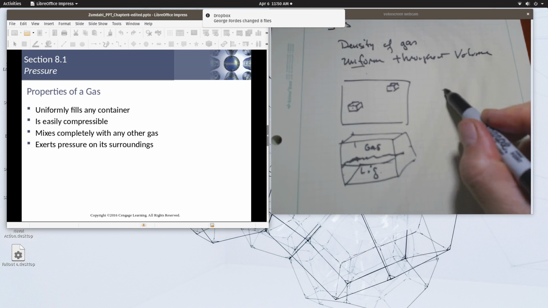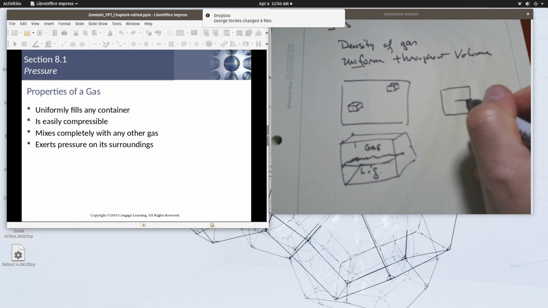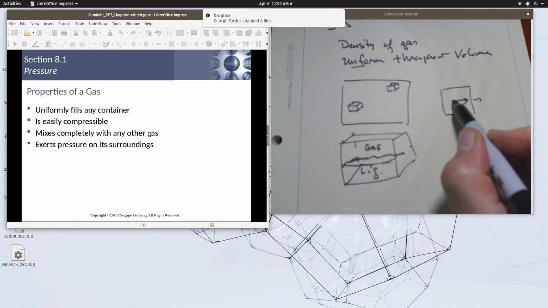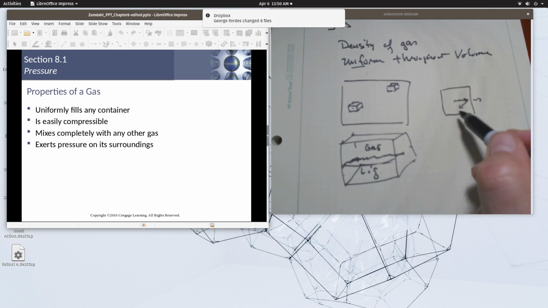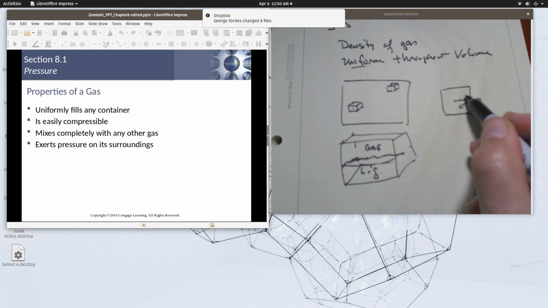So a gas is very low density, and it exerts pressure because as a gas molecule collides with the wall, it rebounds, and it exerts a force on the wall. So this is a gas molecule rebounding off the wall, exerting a force, and as this thing ricochets around inside of this confining volume, it exerts an outward force.